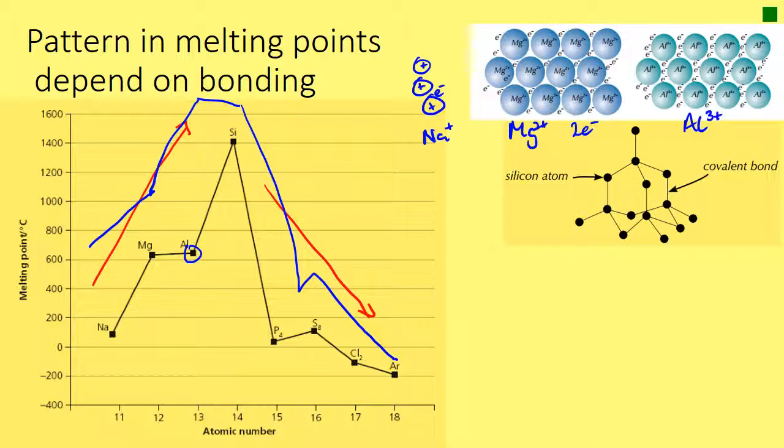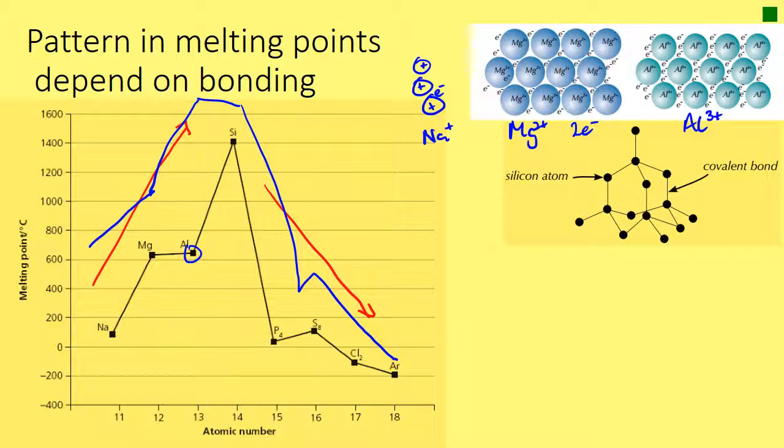So for those next 3, phosphorus, sulfur and chlorine, we're talking about simple molecules, and that's why those melting points and boiling points are so low. Chlorine about minus 100 degrees, and phosphorus and sulfur only just solids at room temperature, easy to melt, both of them.